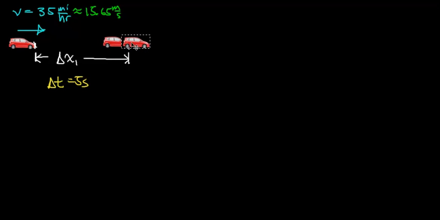Then what's going to happen is the driver's going to look up and see that they're going to need to come to a stop. And so they're going to travel an additional distance, which we're going to call delta x2, which represents the distance that you travel before your brain has a chance to respond to the stimulus in front of you. That is, before your brain can react to a braking car or animal that's running into the road.